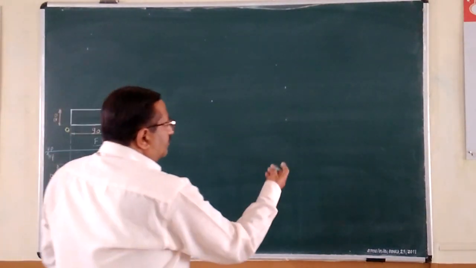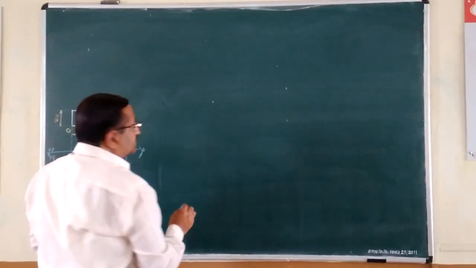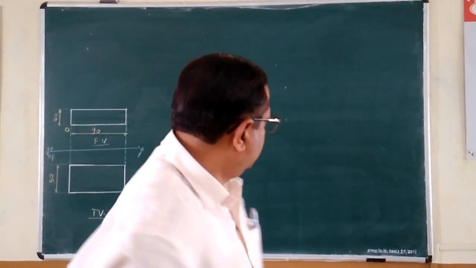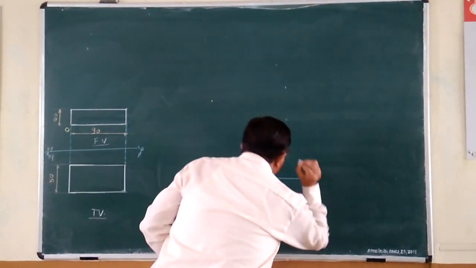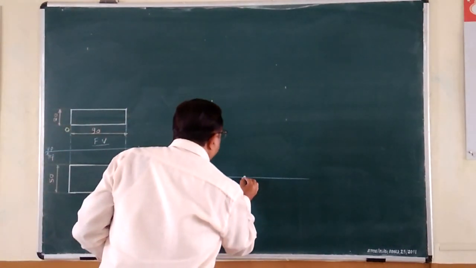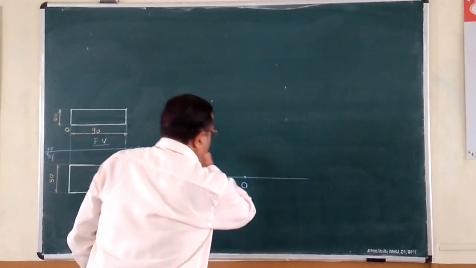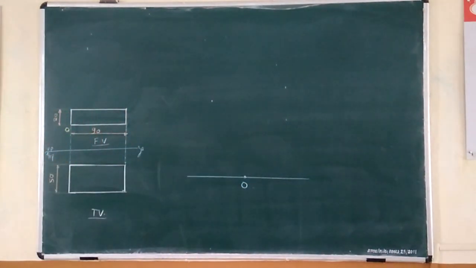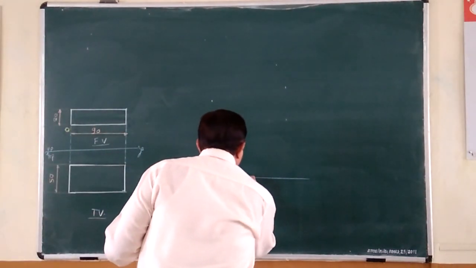How to proceed? One should start. Initially, what is required here? One should first construct one horizontal line. Mark this origin O anywhere. Yes, I have marked O there. Immediately after that, construct a vertical line.